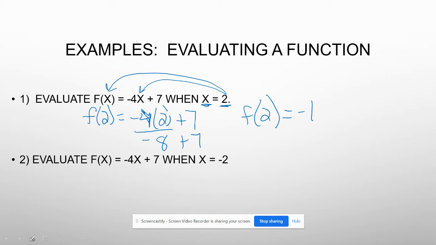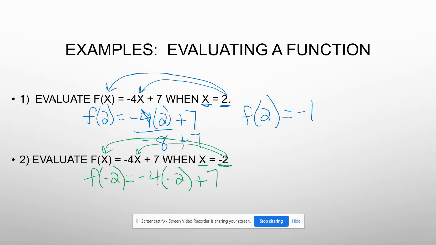Now they're telling us that x is equal to negative 2. So x is now negative 2. That means this x and this x both become negative 2. So f of negative 2 is equal to negative 4 times negative 2 plus 7. Now we are doing PEMDAS. Negative 4 times negative 2 is positive 8. 8 plus 7 is 15. So the answer to f of negative 2 is 15.